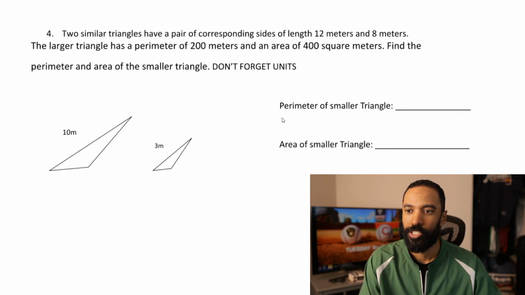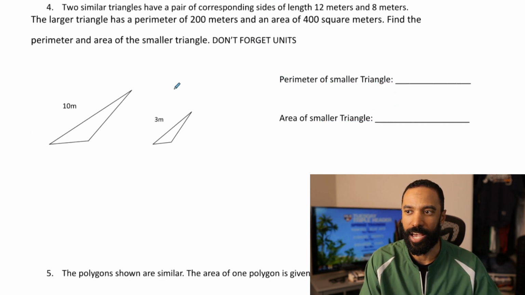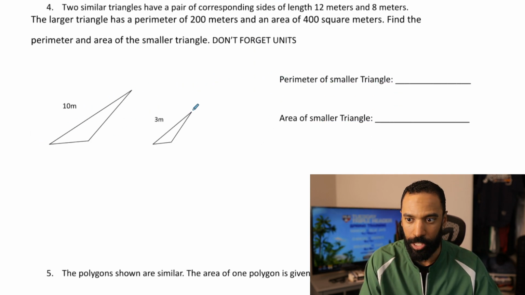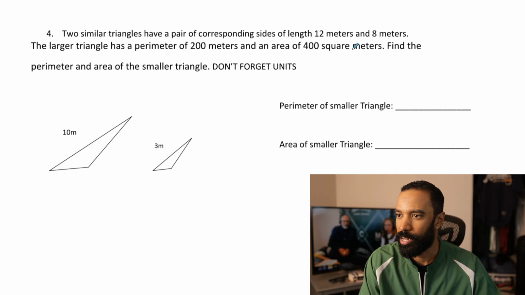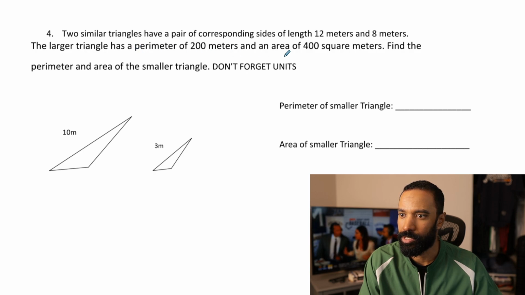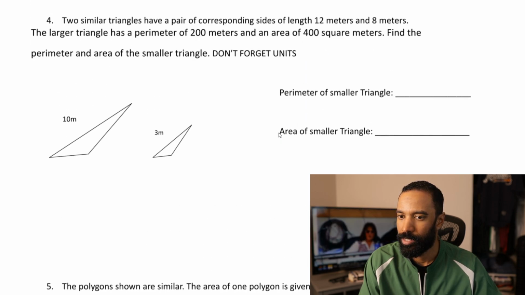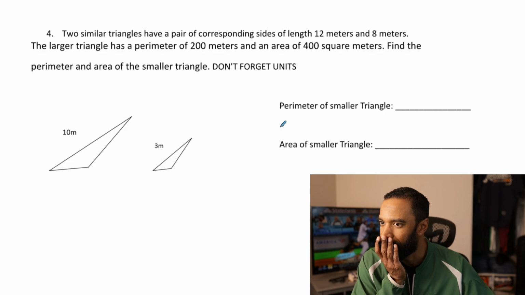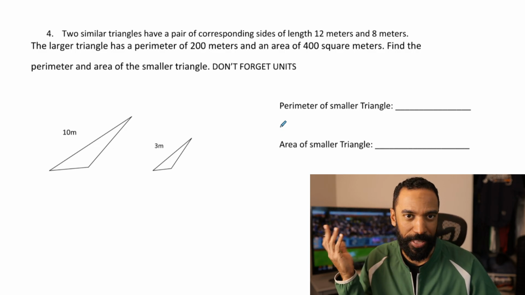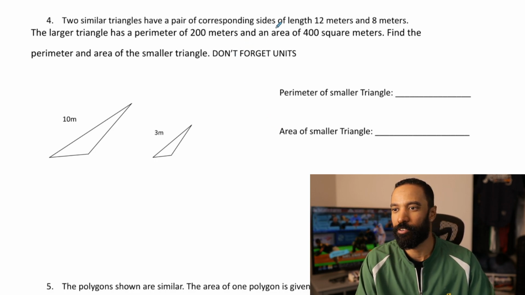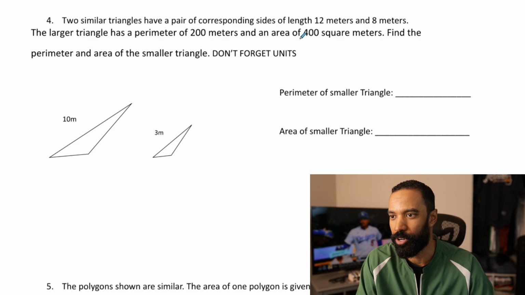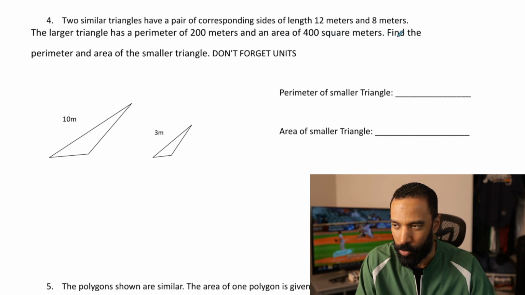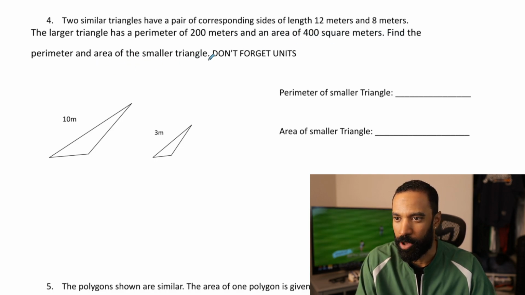Number 4. Two similar triangles have a pair of corresponding sides of length 12 meters and 8 meters. They tell you what... Whoa. That's 10 and 3. Wait a second. Is this a different question? Let me read this. Two similar triangles have a pair of corresponding side lengths of 12 meters and 8 meters. The larger triangle has a perimeter of 200 meters and an area of 400 square meters. Find the perimeter and area of the smaller triangle. Don't forget units.